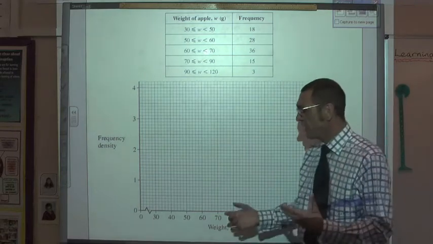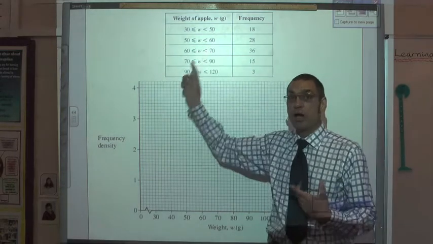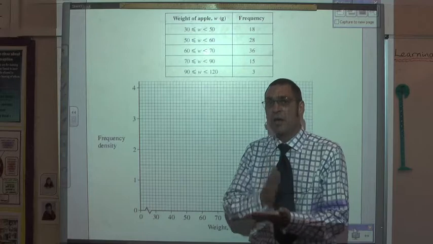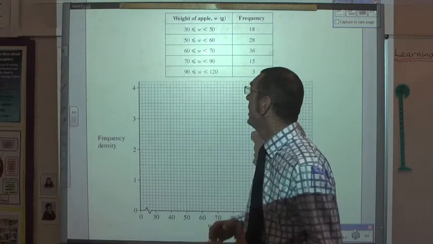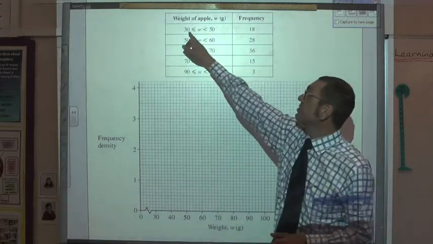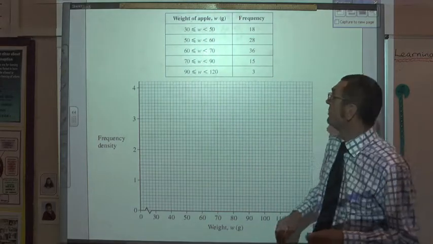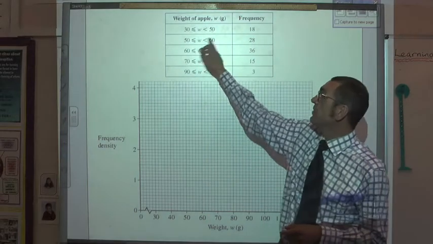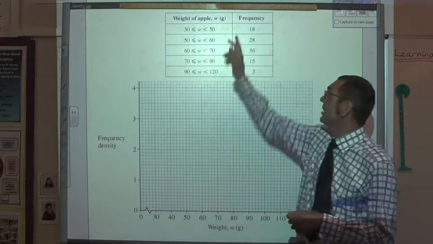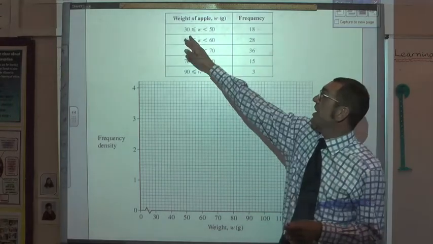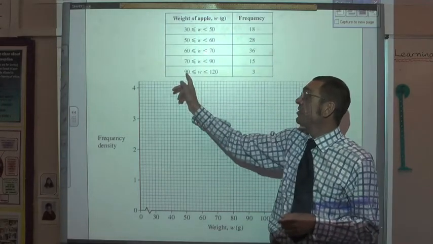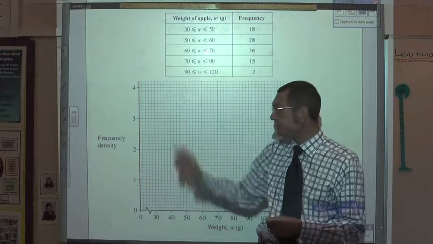Now we use a histogram when we've got unequal class widths. So remember how you divide your data up into groups. Here the widths aren't the same, so between 30 and 50, that's 20 wide, there were 18 apples. Between 50 and 60, there were 28 apples, etc, reading down. So that class width is 20, these are 10, and your last one down here is actually 30.